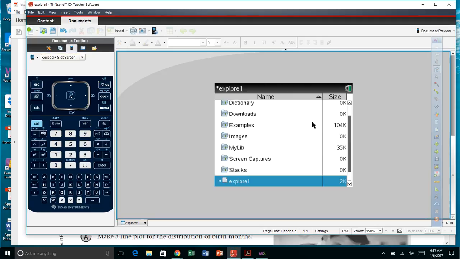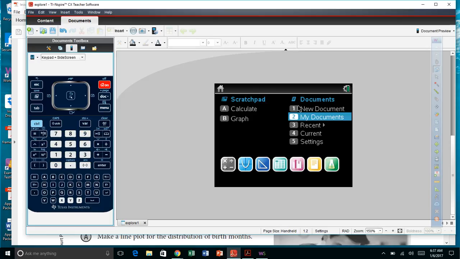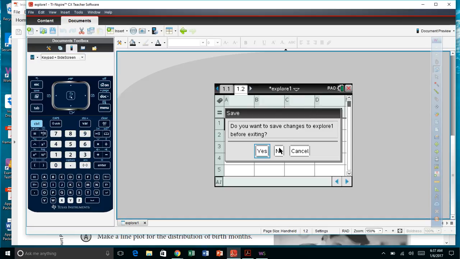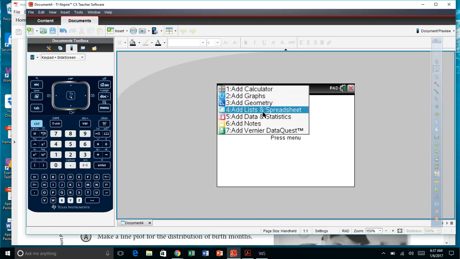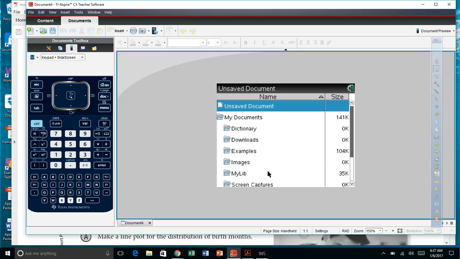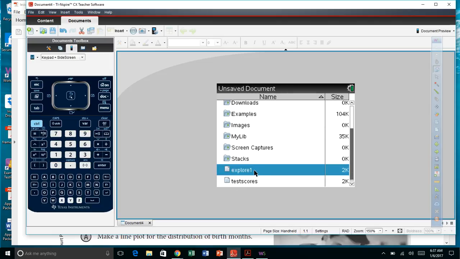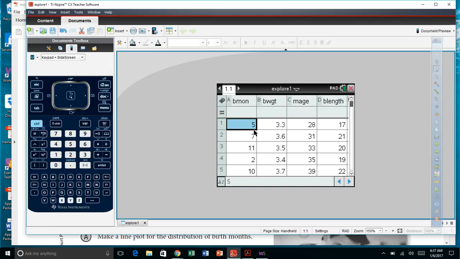Let's see, my documents. I put it in here. New document. Nope. And so then we can hit my document and we'll go back to where we were. So like I said, I've already put it in there for you, to make it go a little faster.